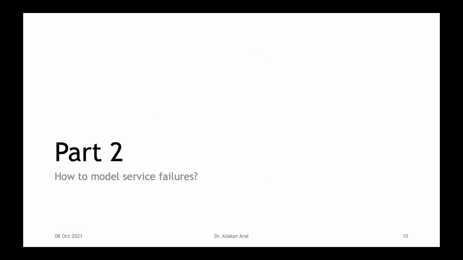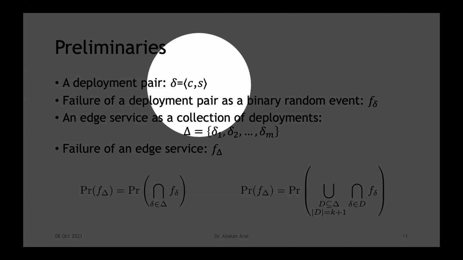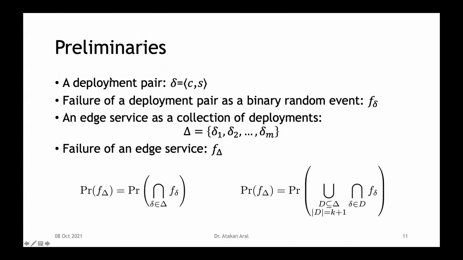Let's start with some preliminaries. We first define a deployment pair represented with delta. This pair consists of C and S. C is a copy of the service that we are going to deploy, and S is the server that it is deployed on. So we are not calculating the failure probability of a server, but of a deployment pair. This allows us to incorporate failures that occur wherever in the whole system. It could be client software, virtual platform, host operating system, hardware, or whatever else.